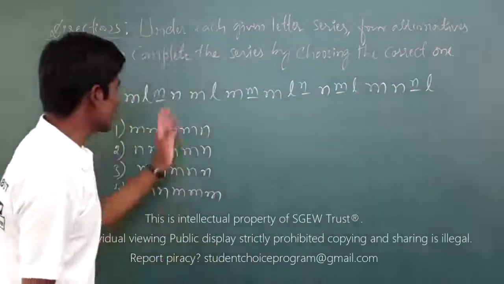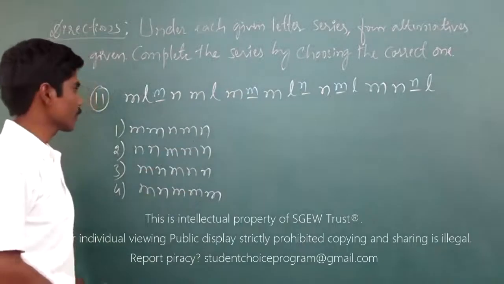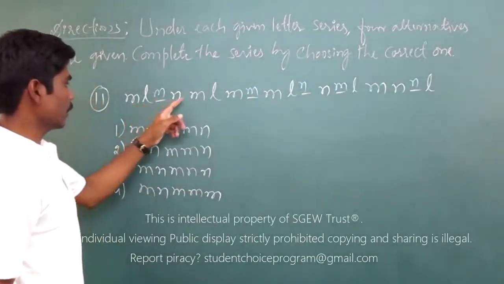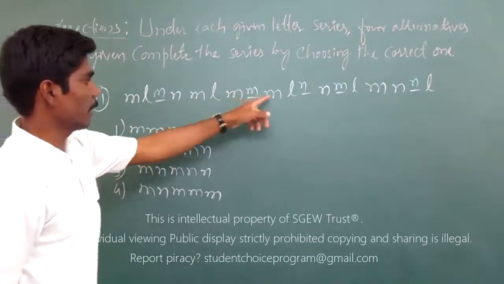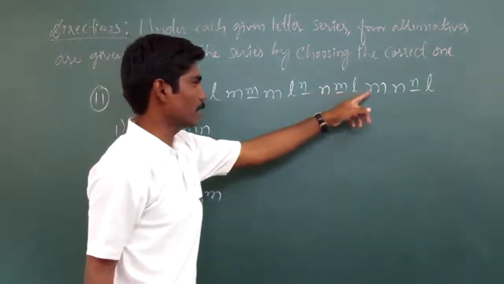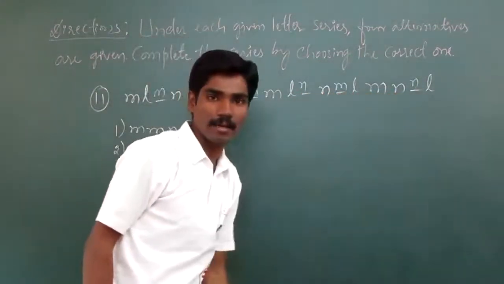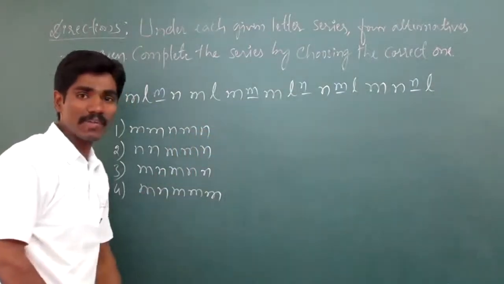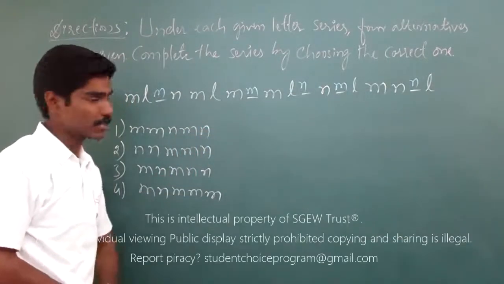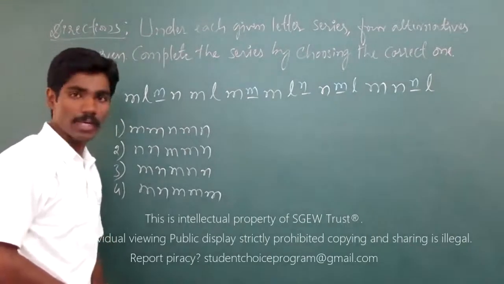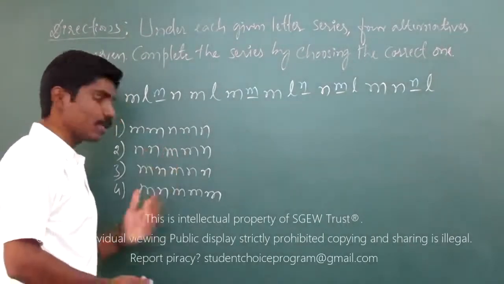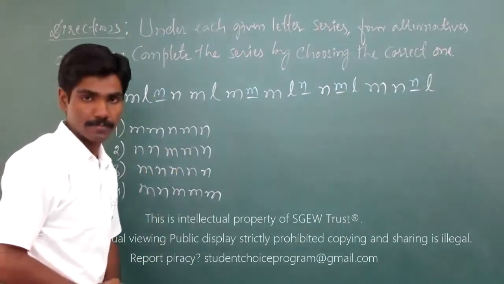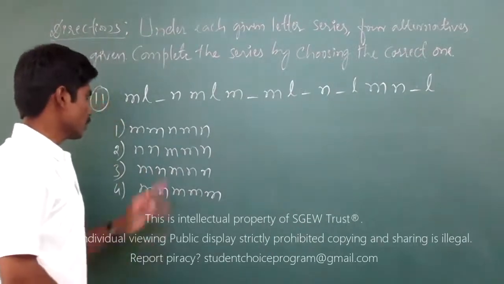Now try to read the series. M, L, M, N, M, L, M, M, M, L, N, N, M, L, M, N, N, L. So when you read this series, you are not observing any pattern, right? For that, now what I'll do, I'll substitute the second option.